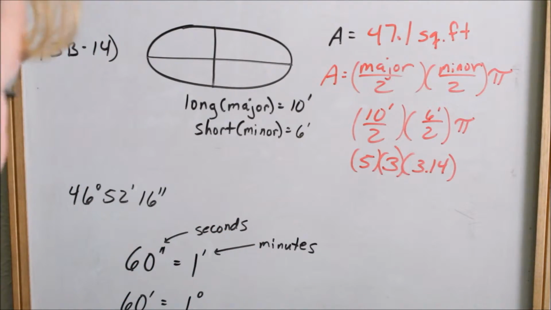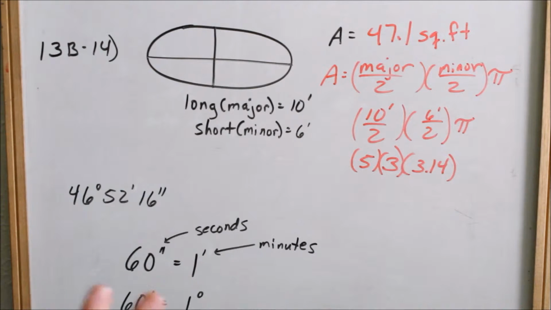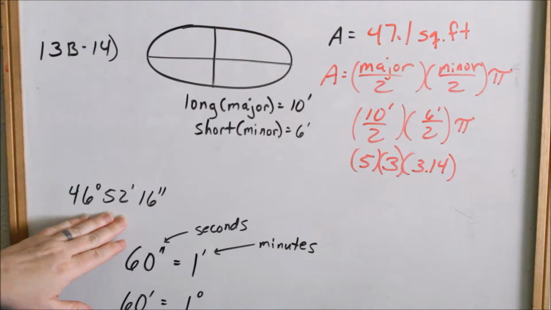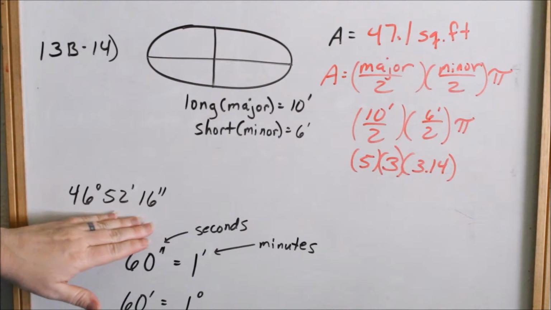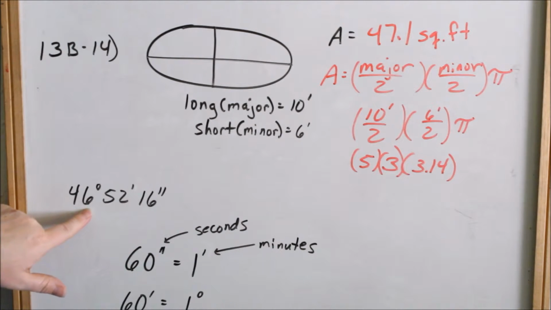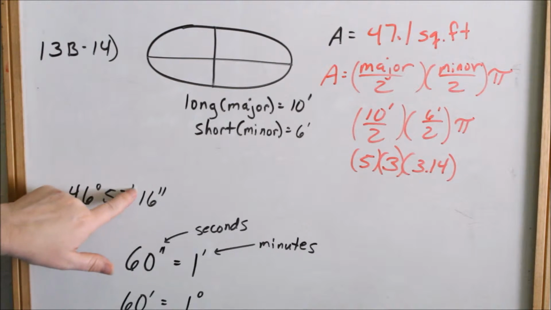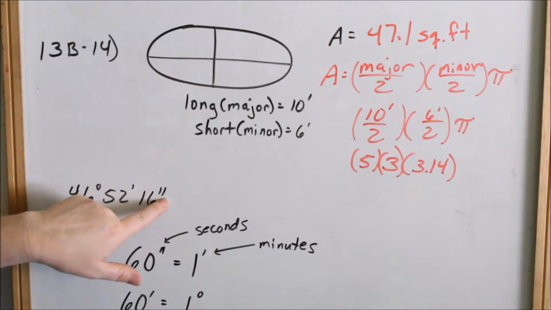47.1 square feet. So that's just finding the area of a circle and ellipse. You'll also be working on the circumference. The other thing that the book talks about is latitude and longitude on a map. When you're dealing with latitude and longitude, you will see it written like this. This is read, 46 degrees, 52 minutes, 16 seconds.